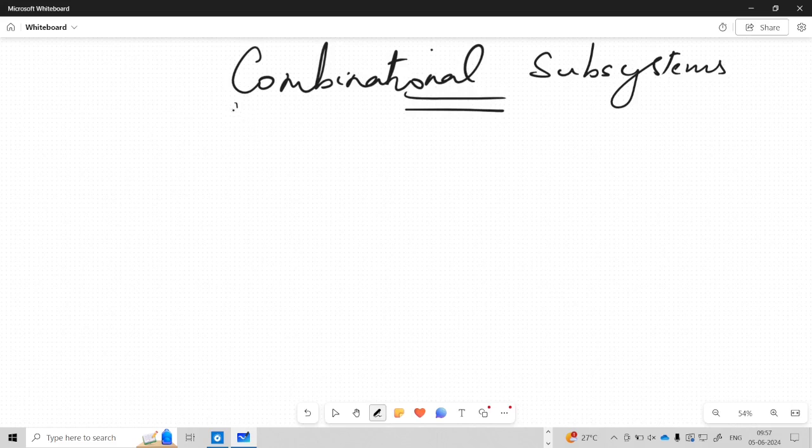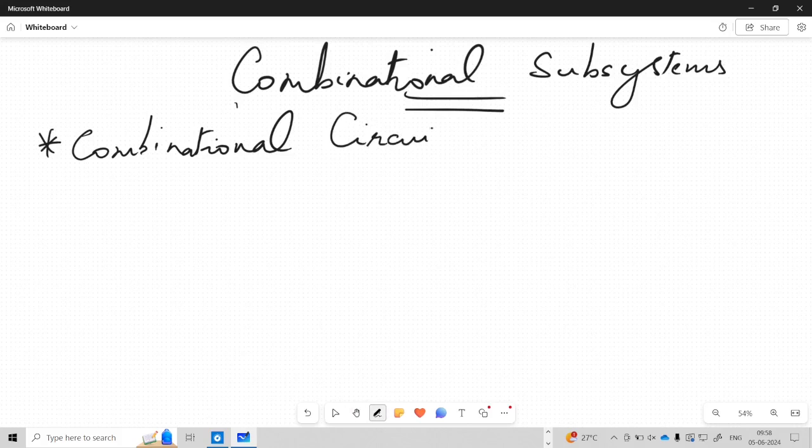Okay, in this video, we are going to examine the modeling of combinational subsystems in greater detail. Of course, we all know what a combinational circuit is all about. The definition of combinational circuits is normally introduced in any 101 course in digital design. So we know that the combinational circuit responds to the present combination of inputs.